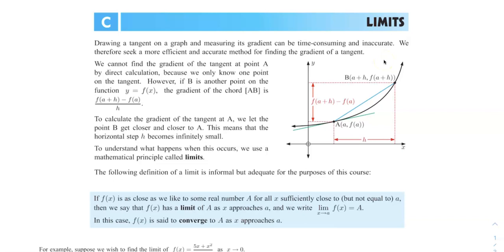First, let's go over what the idea of a limit is. The informal definition is seen right here. If f is as close as we'd like to some real number a for all x sufficiently close to but not equal to a, then we say f of x is the limit of a as x approaches a, and we write the limit as x approaches a. That's how you say this. This is actually the important part: the limit as x approaches a of f of x equals a. In that case, we say f of x converges to a as x approaches a. That's a bunch of math gobbledygook, right? All it's saying is this.